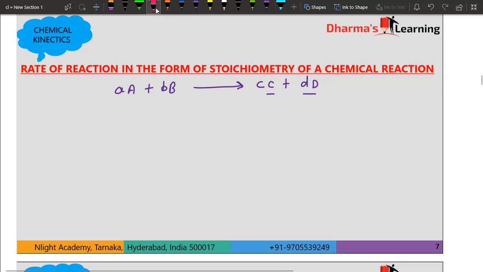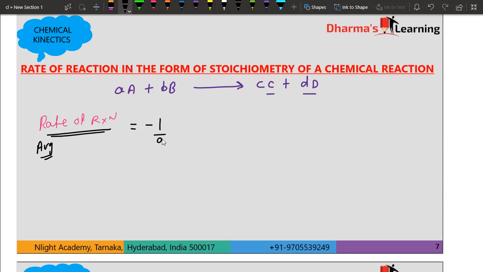Now see, when I'm going to write the rate of reaction in the form of stoichiometric coefficient, I'm not talking about the rate of disappearance or rate of appearance. I'm talking about the complete rate of a reaction, or we can say the average rate of reaction. How will you write the average rate of reaction? It is simply minus 1 upon a, change in concentration of the reactant divided by change in time.